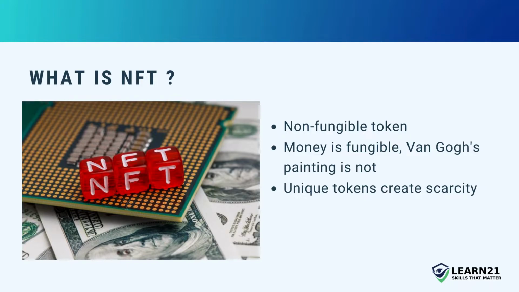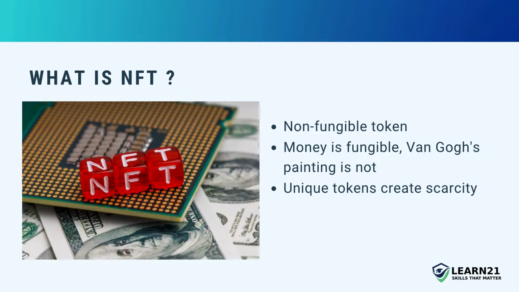So what does that mean? So money is fungible, right? A Van Gogh painting is not. So fungible means which can be interchanged. So if I have a 100 rupee note, I give you a 100 rupee note and ask for a 100 rupee note back from you. It can be interchanged without any loss of value, right?